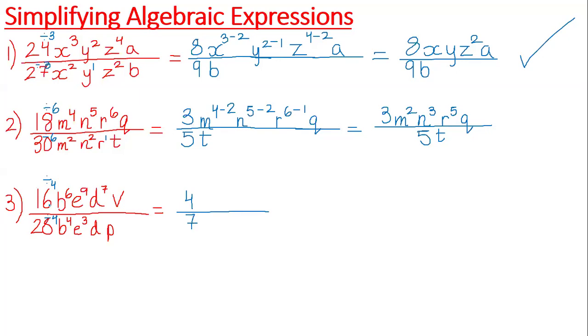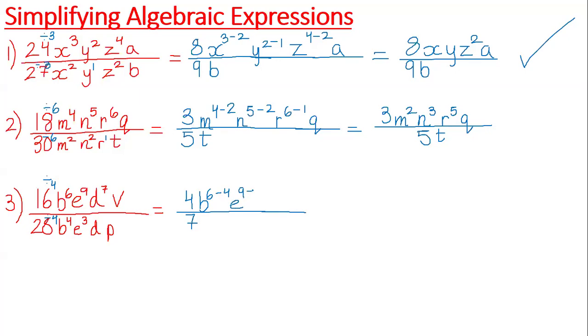And then b to the 6 all over b to the 4. What are we gonna do to that? We're gonna subtract the powers, 6 minus 4, very good. And then e to the 9 over e to the 3, it's gonna be 9 take away 3.